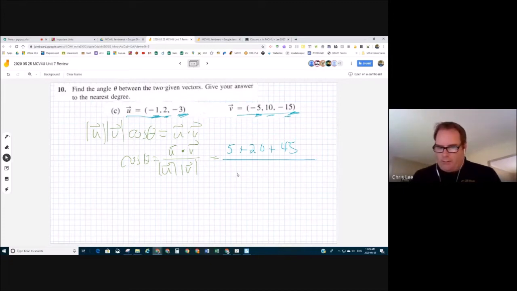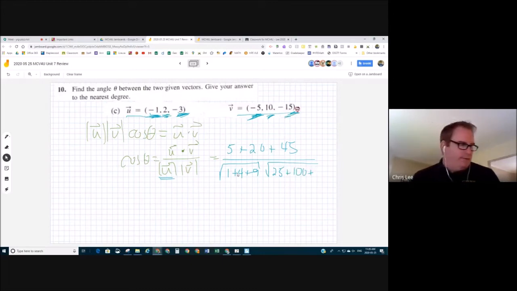And then on the bottom, we're going to do the magnitude. So much like we did in the first question, the square root of the squares. So it would be the square root of -1 squared, which is 1, plus 2 squared, which is 4, and -3 squared, which is 9. And similarly, in this guy, -5 squared is 25, and 10 squared is 100, and 15 squared is 225.